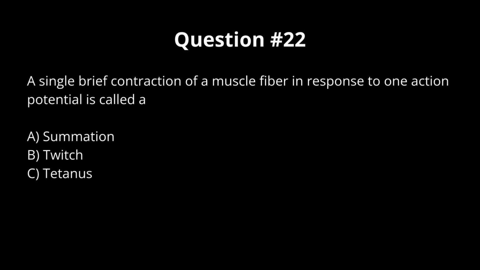Question number 22. A single brief contraction of a muscle fiber in response to one action potential is called a: A. Summation, B. Twitch, C. Tetanus. The correct answer is B. A single brief contraction of a muscle fiber in response to one action potential is called a twitch.